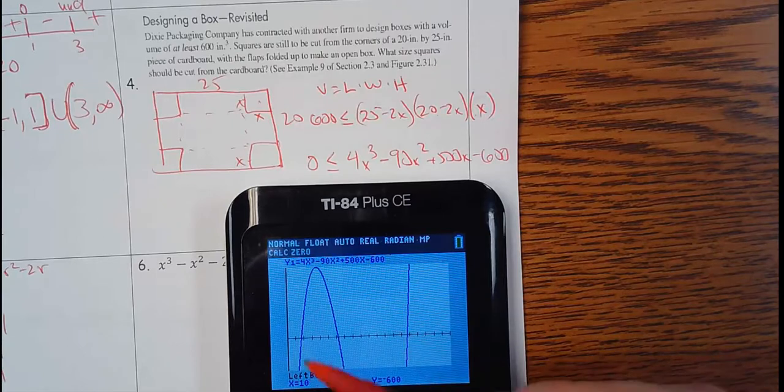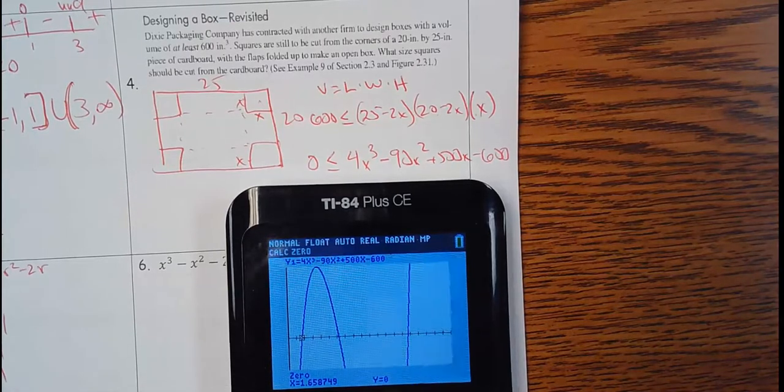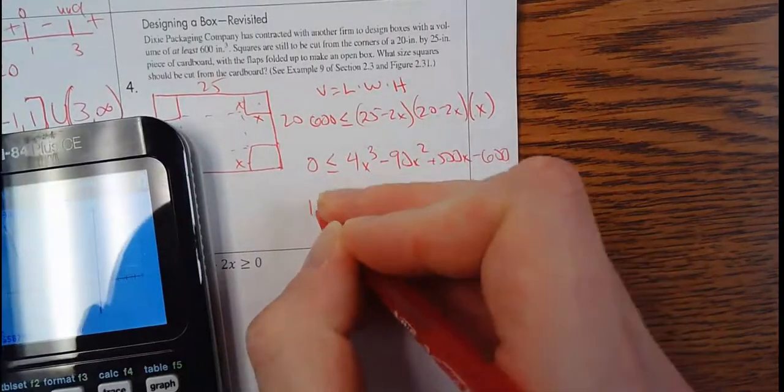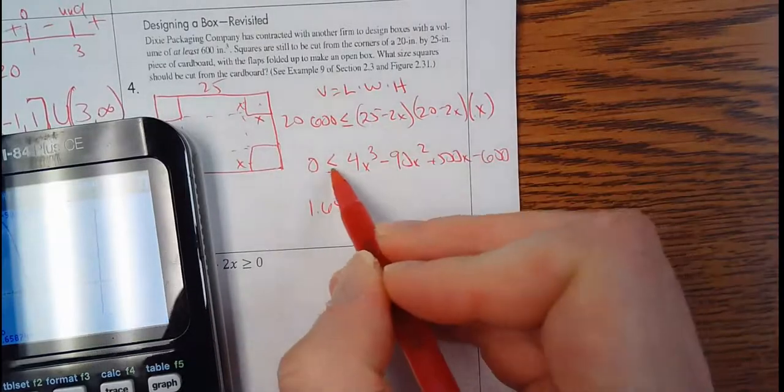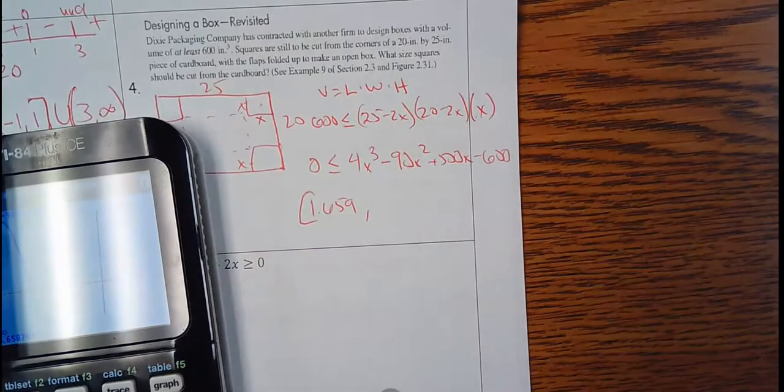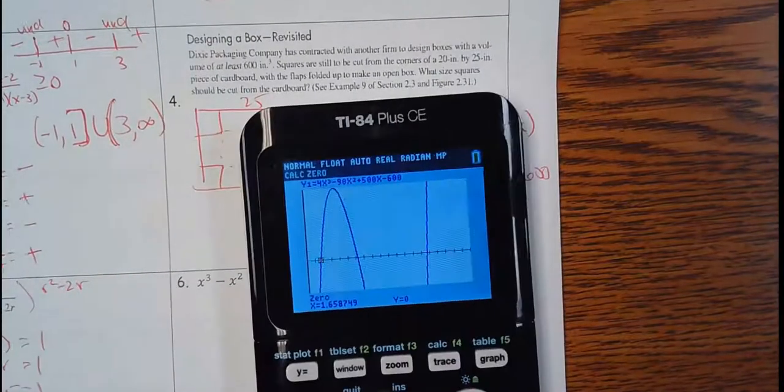So let's see, that's going to be between 1 and 2. I'm just going to type in 1 and 2. So it looks like 1.659. It is an equal to, so that one gets included. And it's going to be up to this other one.